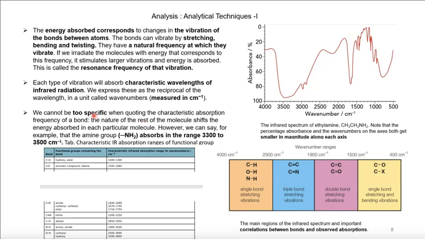So you see, in some cases we get two specific characteristic absorptions. For example, here we have ethylamine, and the amine group absorbs from 3,300 to 3,500. So this is a broad peak. We'll talk about broad peaks and sharp peaks in the next slide.